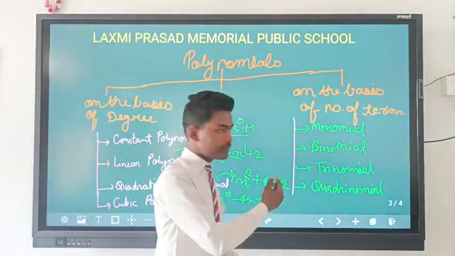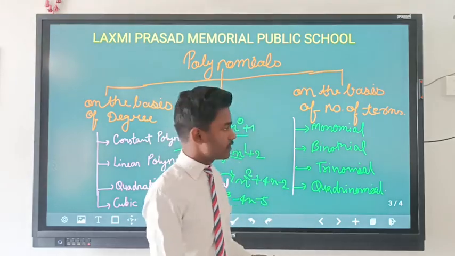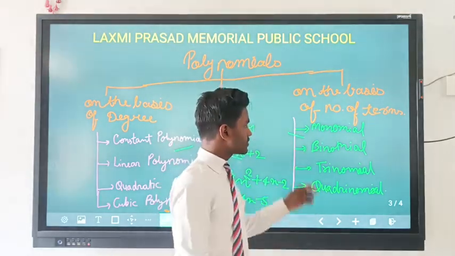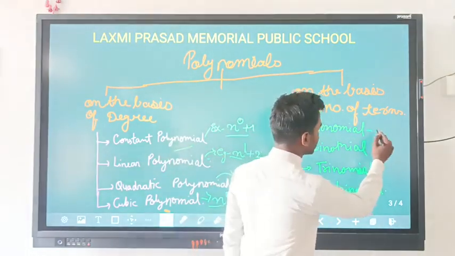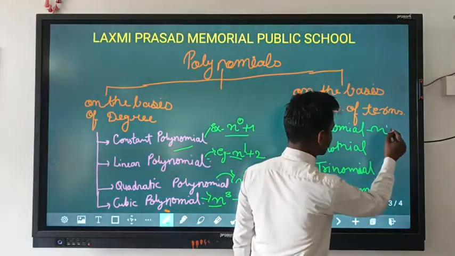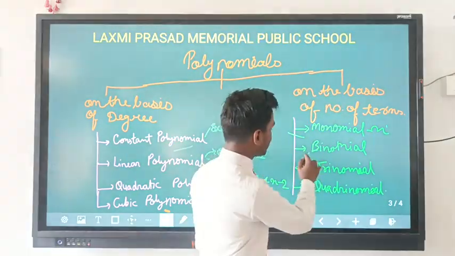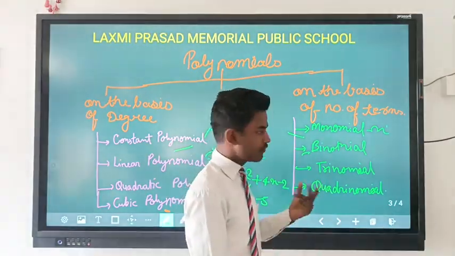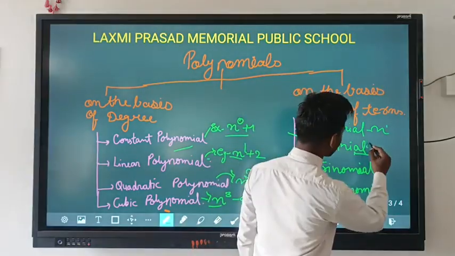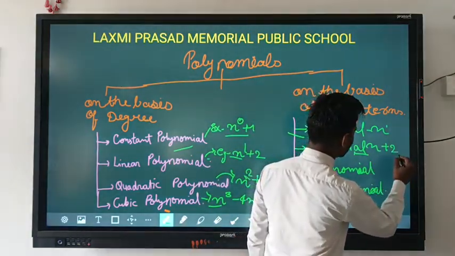Now if we talk about the basis of the number of terms, then the first one is monomial. A monomial is a polynomial with only one term, for example x. And then the binomial, in which there are two terms, for example x plus 2.